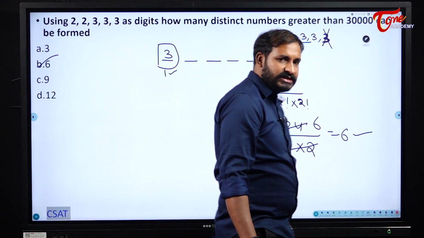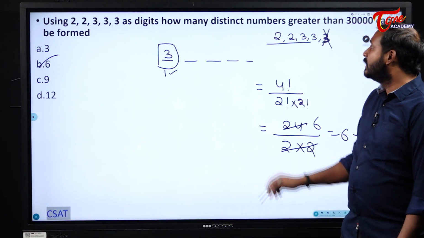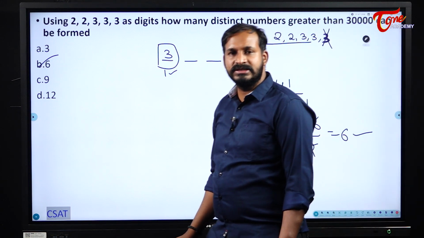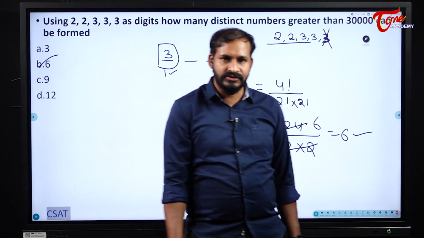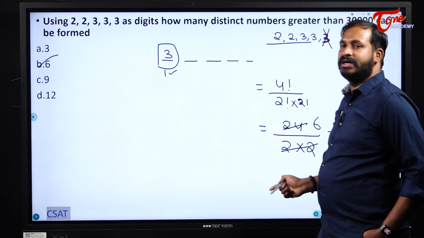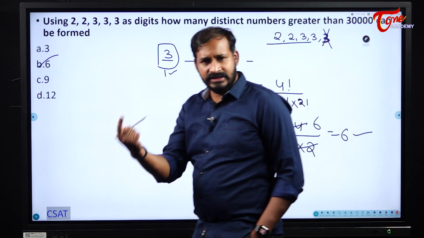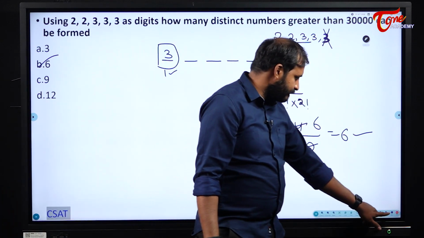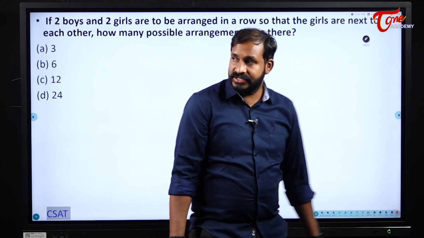So how many such numbers can be formed by using these digits? 6 numbers can be formed. Understood, students? Whenever there is repetition of the letters, what will we usually have? We will have the denominators. We have already seen this in our first video about these things. Okay, right? Next one.